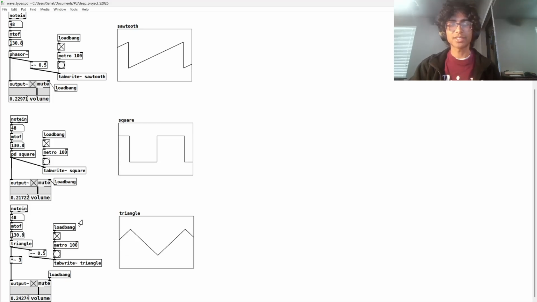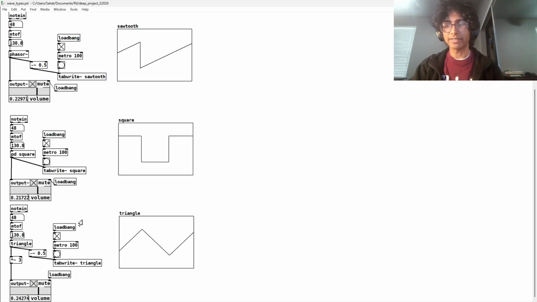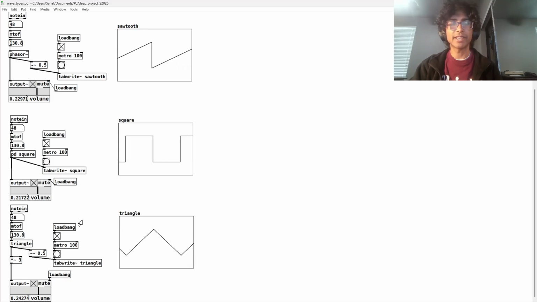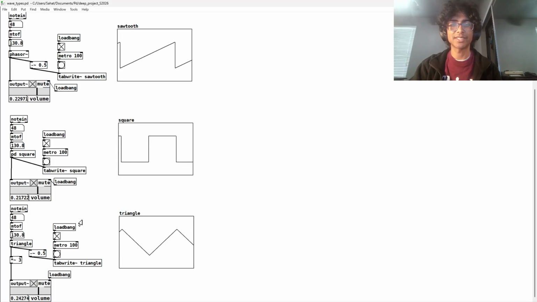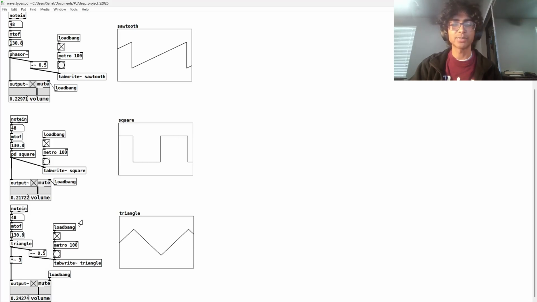But yeah, by adding different types of waves, by doing all these different effects, you can get a lot of different sounds, whether that emulates real instruments or goes beyond that.